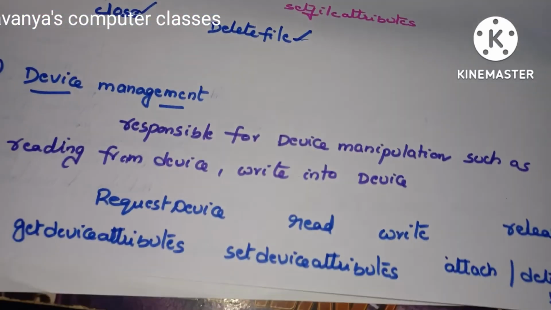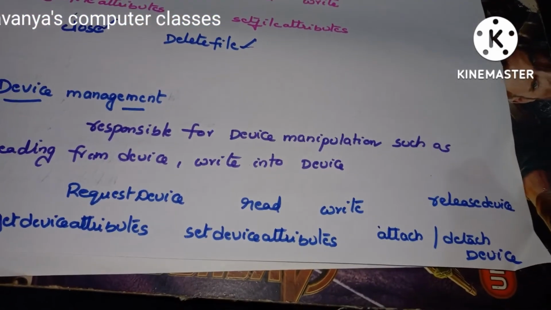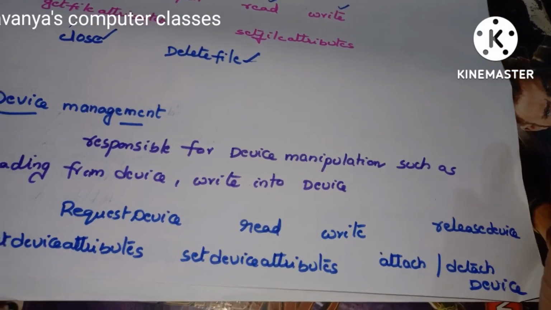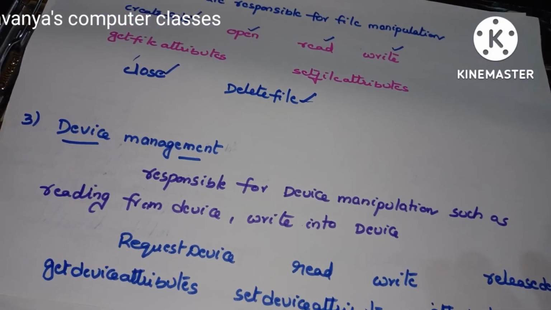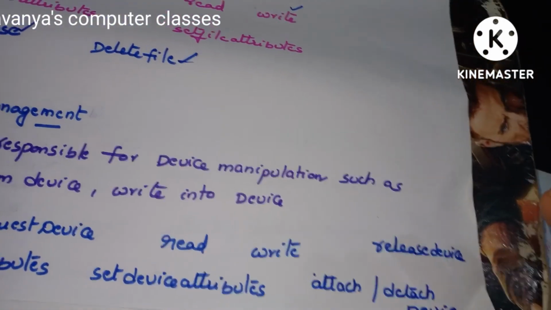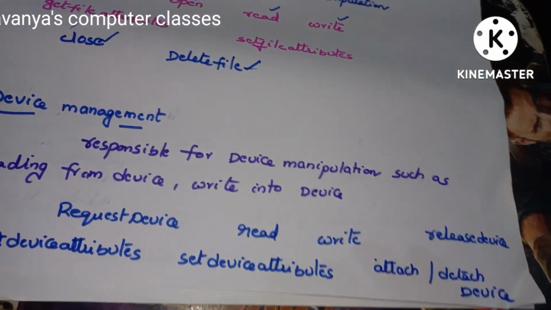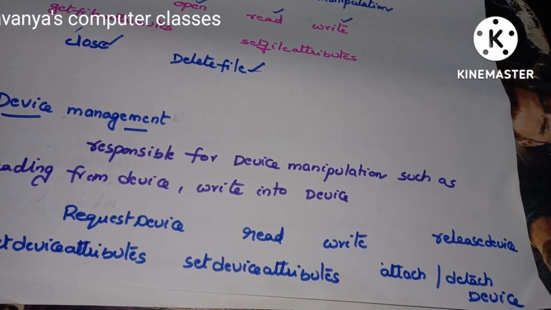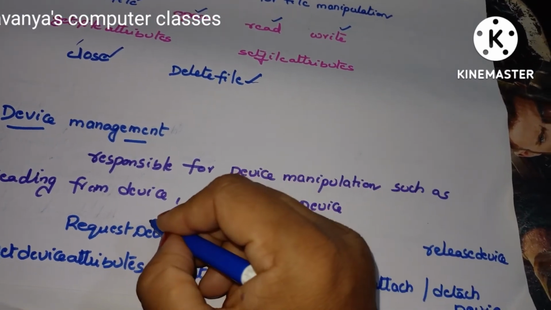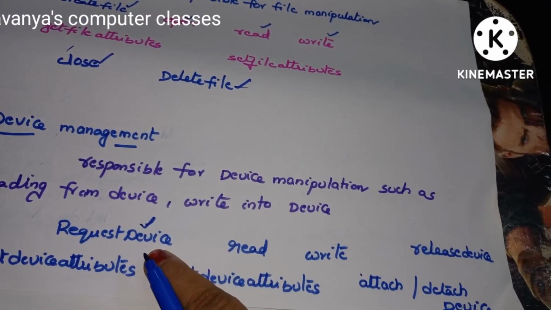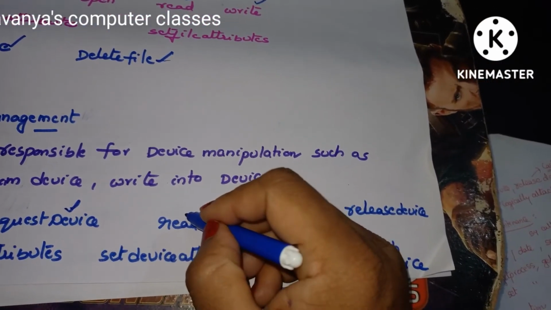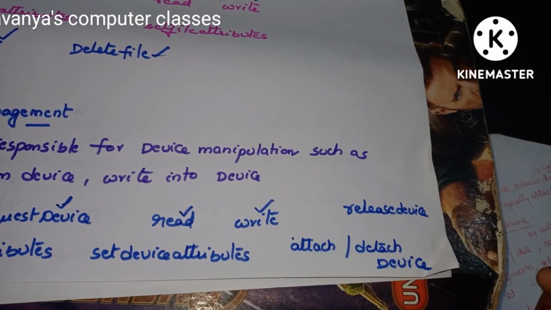Then the third one is device management. What is it responsible for? Device means hardware. Device management contains all the device-related commands, such as how to read data from a device and how to write into a device. For that we need some system calls. If we want to use any hardware device, first we send a request, because we are in user mode and hardware devices are controlled by the OS. So we send a request for the device. Once the request is granted, we can use the device for either reading or writing purposes.